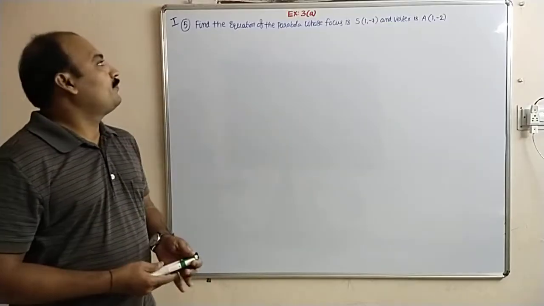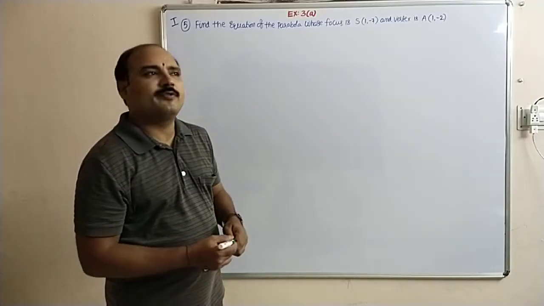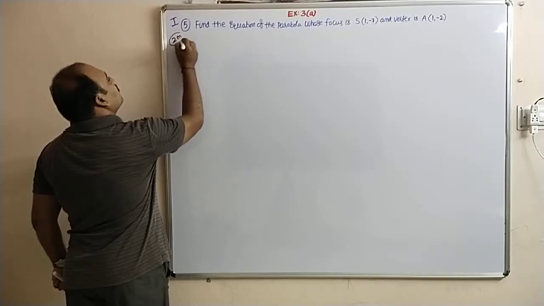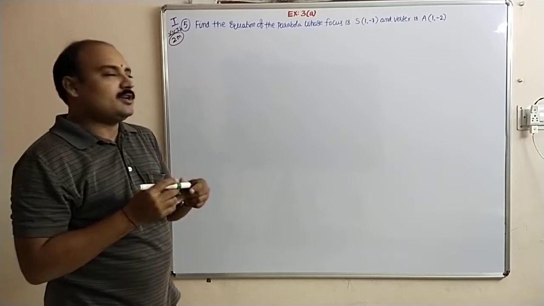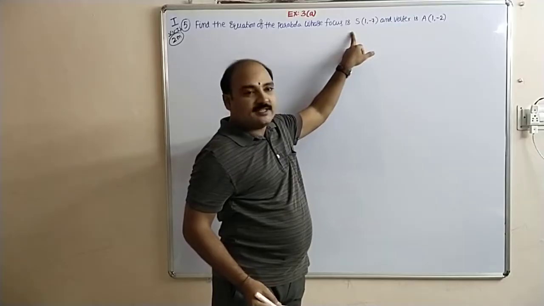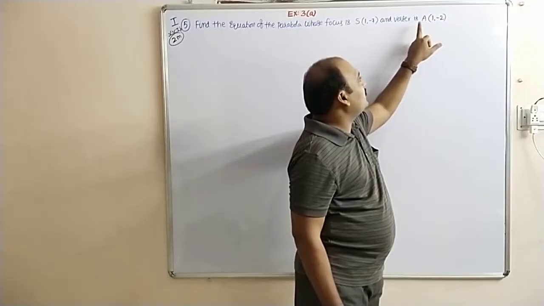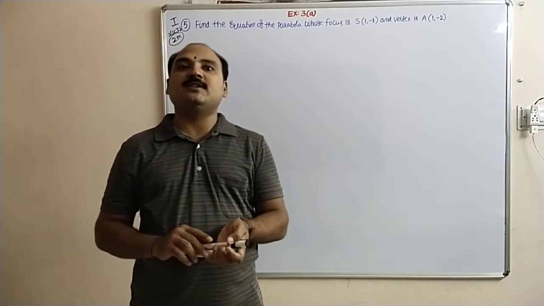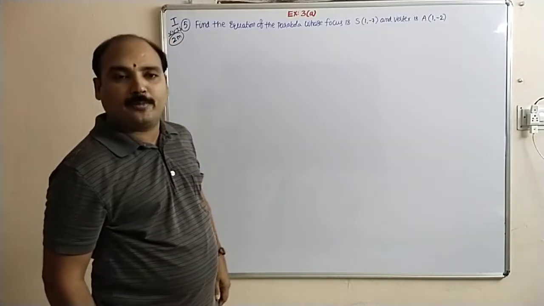The next question. This type of question is very important in parabola for 2 marks. You remember that? It's very important for 2 marks. Find the equation of the parabola whose focus is S of 1 comma minus 7 and the vertex is A of 1 comma minus 2. Focus and vertex are given. How to calculate the equation of the parabola?